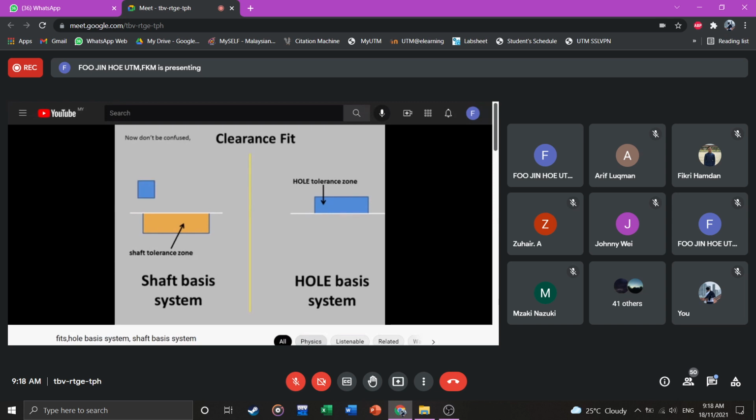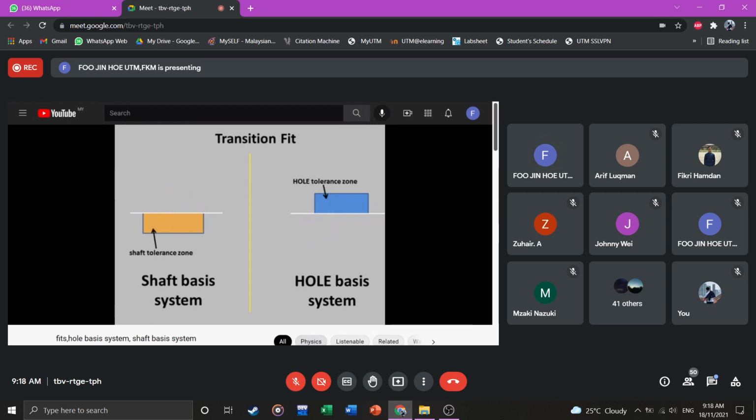In shaft basis system, you can see the hole tolerance zone is varying in order to get the required fit, that is clearance fit. And in hole basis system, this shaft tolerance zone is varying in order to get the clearance fit. Now in both the cases, you can see the condition is same. The upper limit of shaft must be less than the lower limit of hole, which is being justified in both the systems.